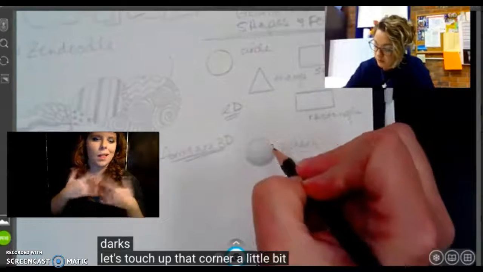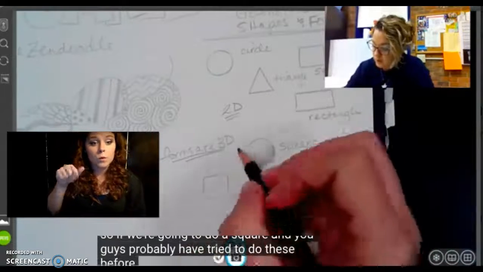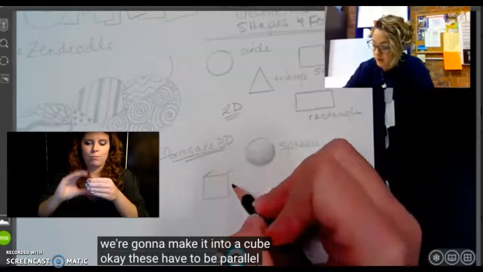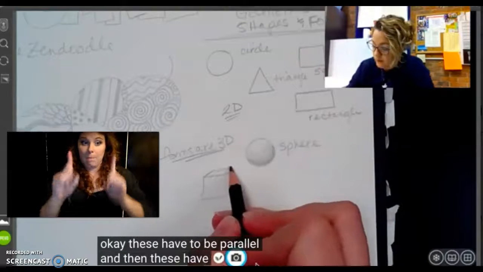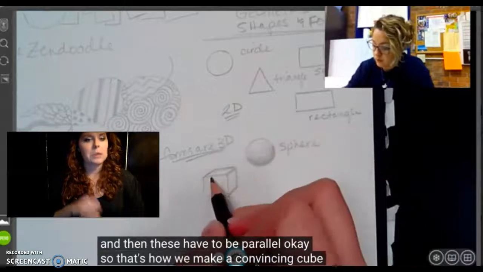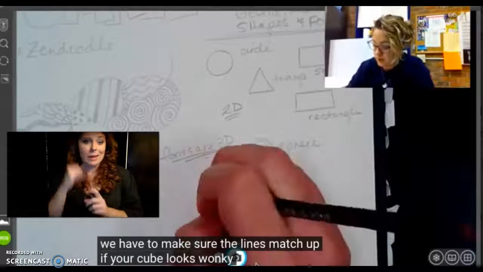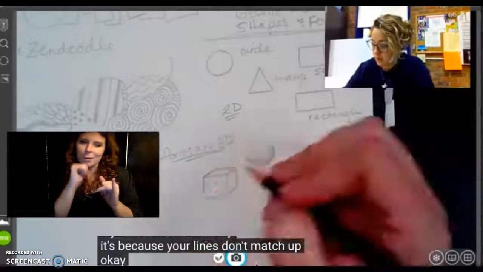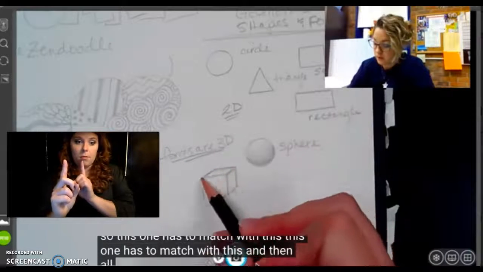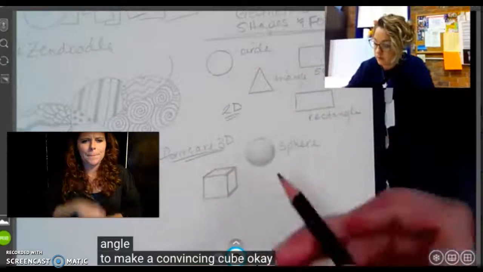Let's touch up that corner a little bit. So if we're going to do a square, and you guys probably have tried to do these before, we're going to make it into a cube. These have to be parallel, and then these have to be parallel. That's how we make a convincing cube. We have to make sure the lines match up. If your cube looks wonky, it's because your lines don't match up. So this one has to match with this. This one has to match with this, and then all three here have to be about the same angle to make a convincing cube.